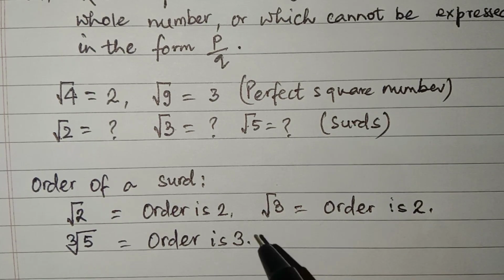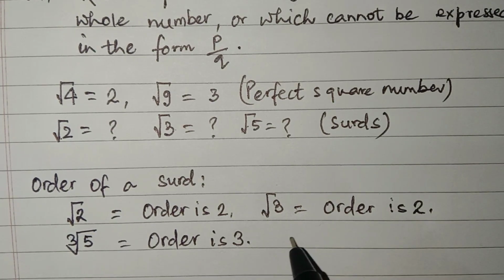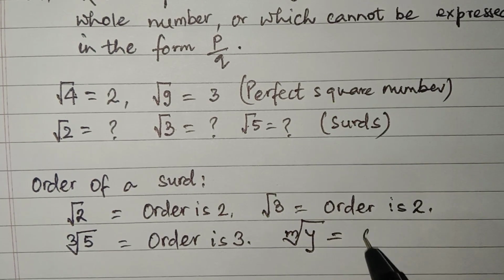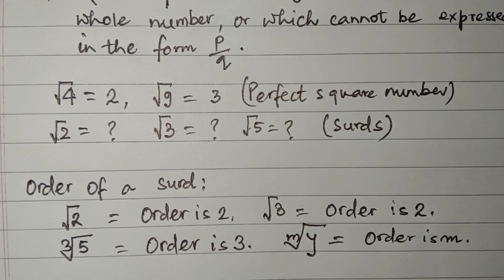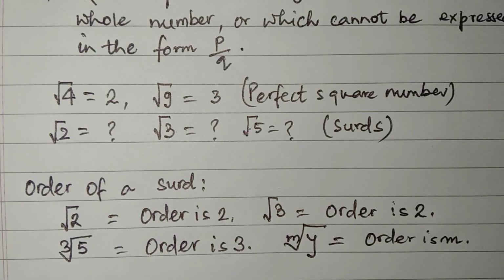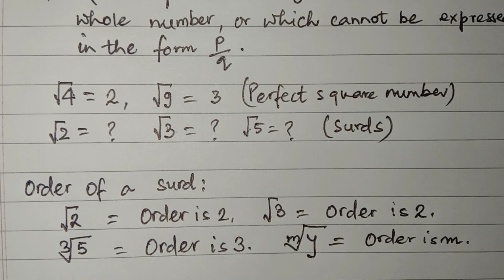For example, if I have the m-th root of y, then its order is m. So the order of a surd is now clear, I believe. Now let's go to simplifying surds.